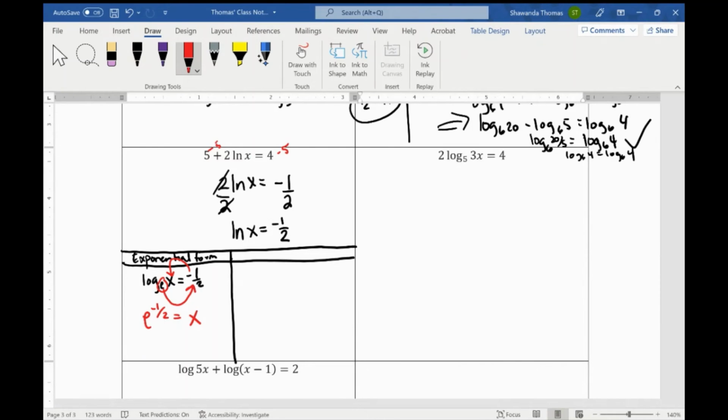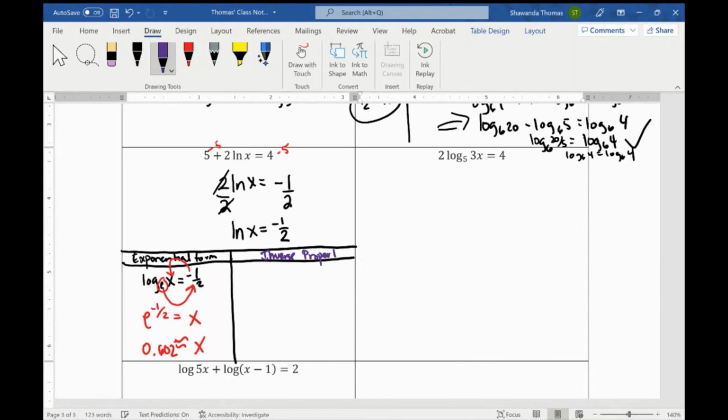If the instructions say approximate it, so if the instructions read approximate this to 3 decimal places, then put that in your calculator. You should get something like 0.602.